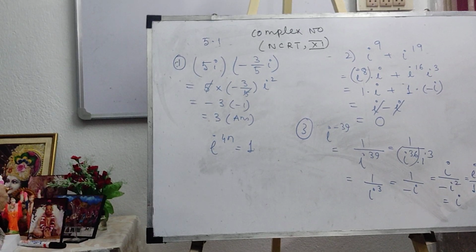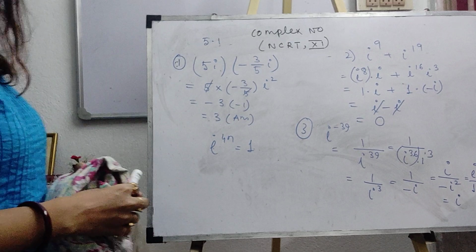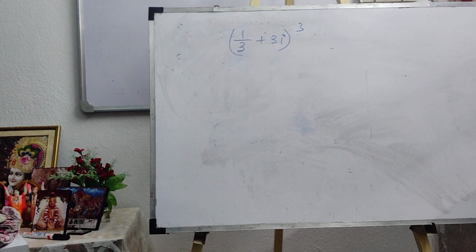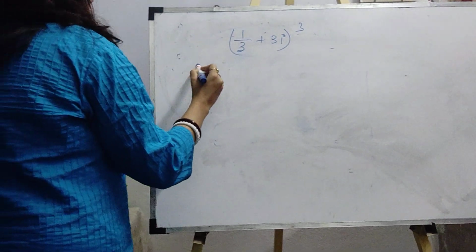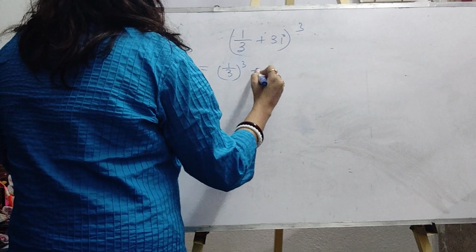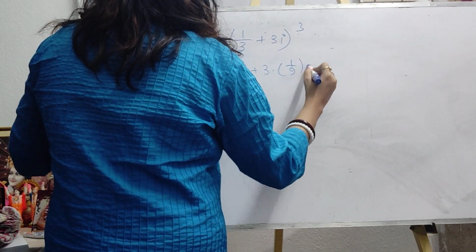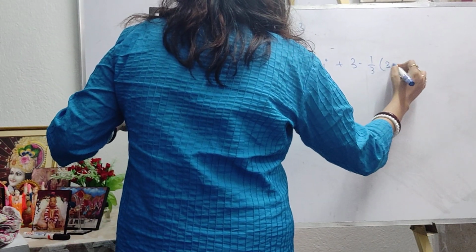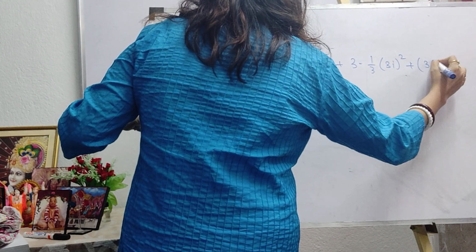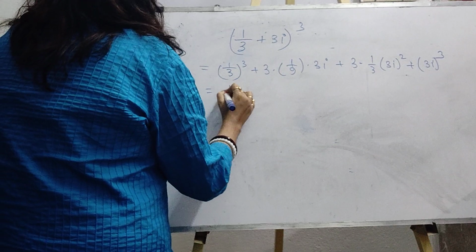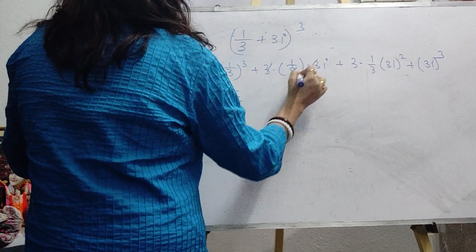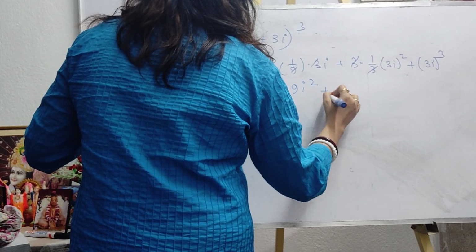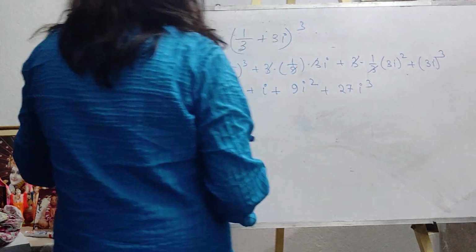Next. I have to simplify this, 1 by 3 plus 3i whole cube. So how it will be? a cube plus 3a square b plus 3a b square plus b cube. 1 by 27 plus i, 9i square plus 27i cube.